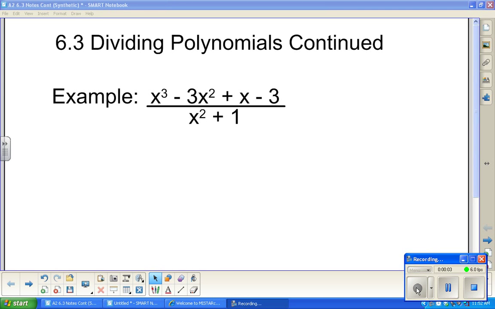Okay, so this will be the conclusion of 6.3, the division. I want to do one last one, like the long division way, and then kind of show you there is another option out there that works sometimes. So take a second. Let's see if we can get this one going.